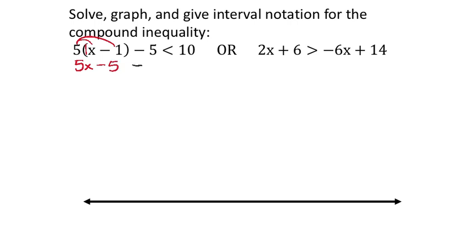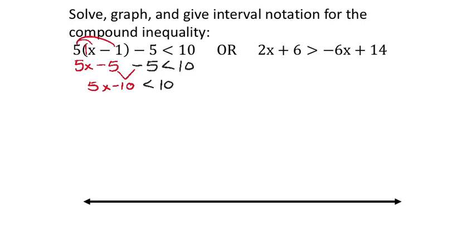Now we still got the -5, and this is less than 10. And now, even with distribution, we still have some like terms to combine. So let's go ahead and do that. -5 and -5 would be -10. So now it's 5x minus 10 is less than 10.